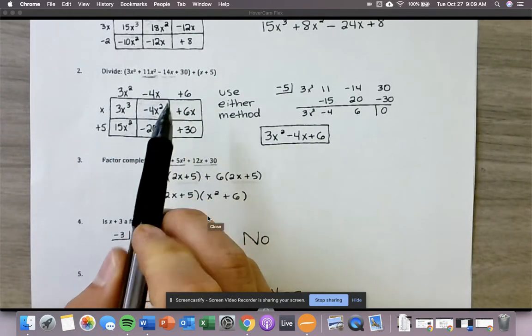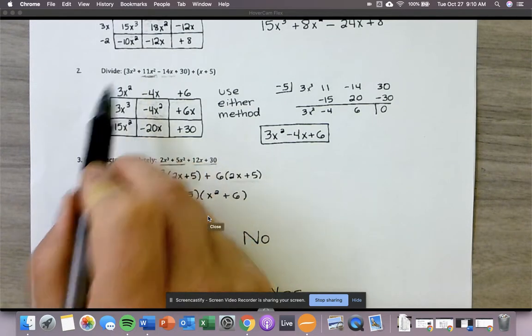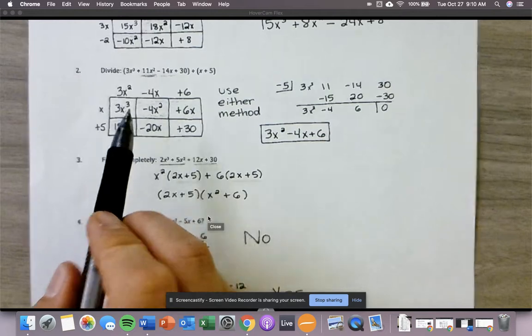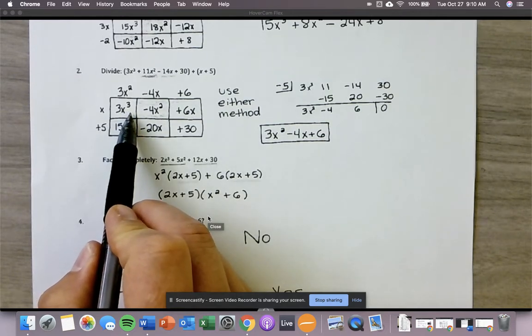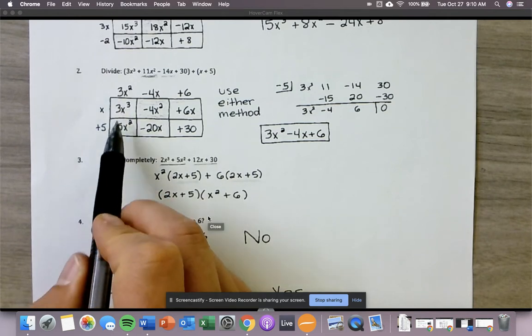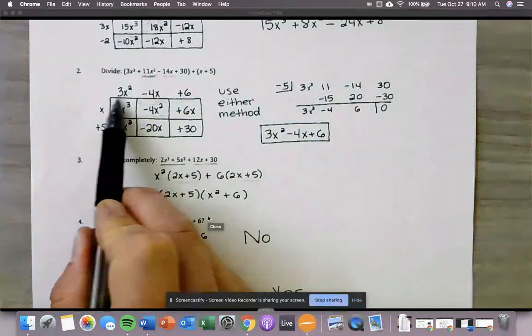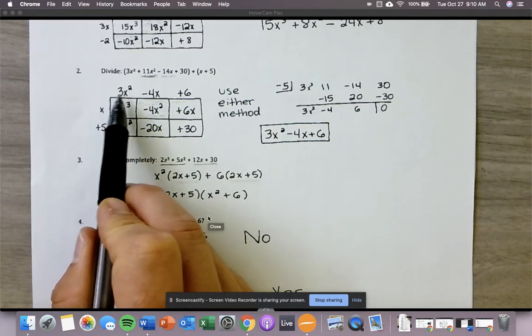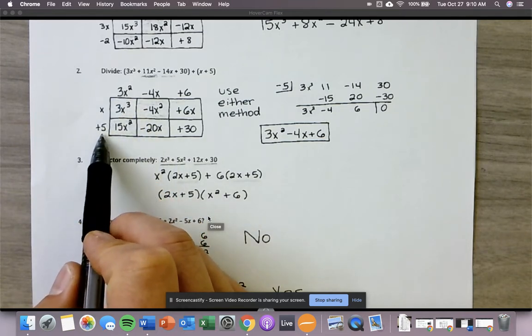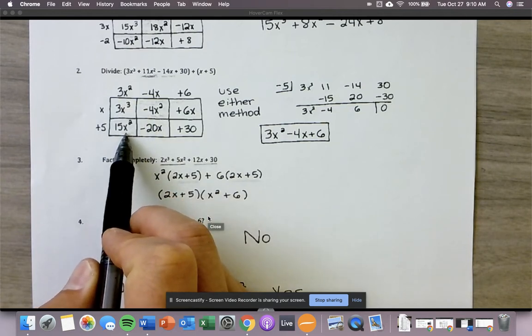Because we know x plus 5 times something will give us this long function. What we do is take the term with the biggest exponent, this 3x cubed, and put it in the top left corner. Then we have to think, okay, I know x times something will get me 3x cubed, and that something is just 3x squared. So we write 3x squared at the top here. Then I have this positive 5 here. I know positive 5 times 3x squared gives me 15x squared.